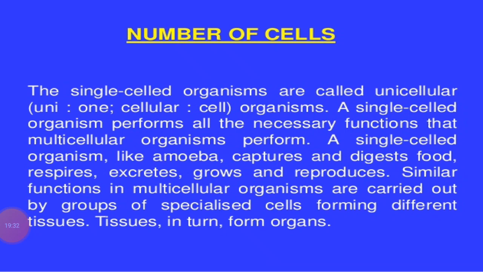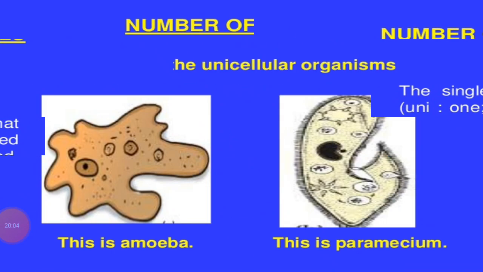These specialized cells form the different tissues, and the tissues then form the organ, and those organs then group together to form the organ system. So these systems are found in the body of the multicellular organism, but no kind of respiratory, circulatory, digestive system is found in the body of the unicellular organism. So this is the difference between the unicellular and the multicellular organism. So we categorize the organisms into two groups, unicellular and multicellular, on the basis of the number of the cells.